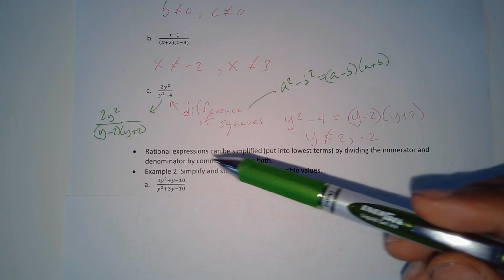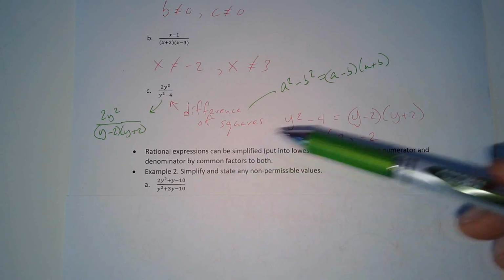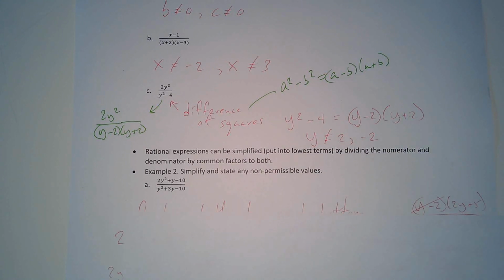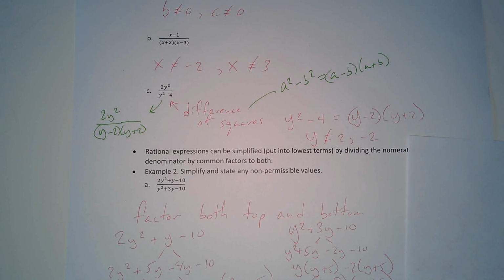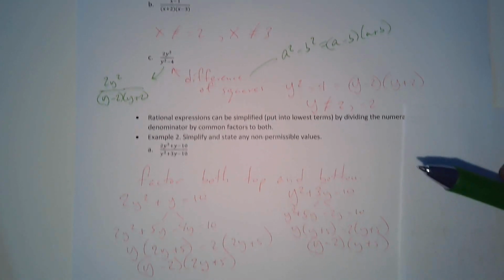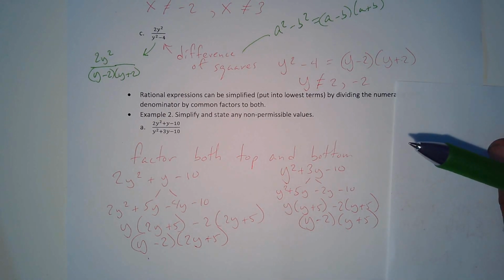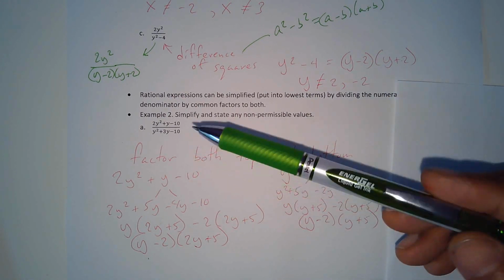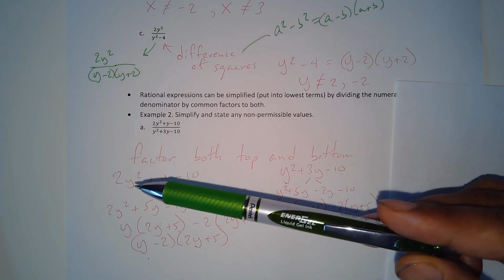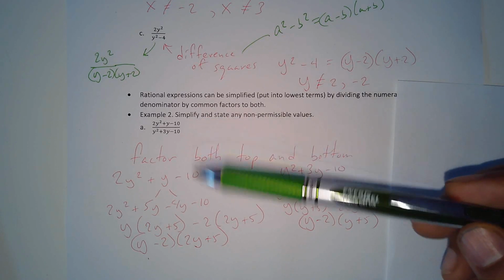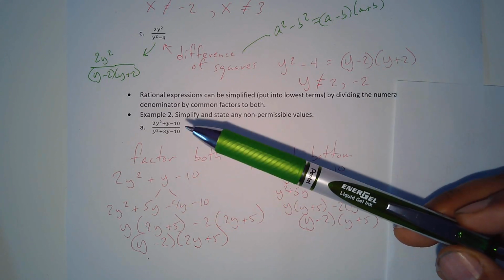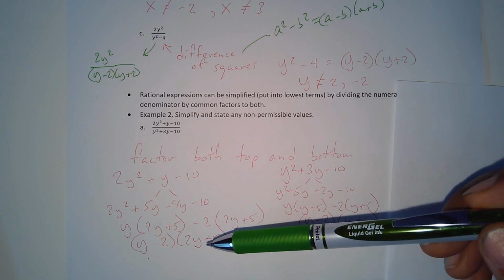Okay, so here are your numerators on the top, your denominators on the bottom. So what we'd first want to do is factor both of these. If we factor both the top and the bottom, there's the top, right? Just remember, there are two numbers that add up to the middle, so that would be 1, and multiply to the end. So 2 times negative 10 is negative 20, right? So positive 5 and negative 4 add up to 1 and multiply to negative 20. Okay, so that factors to this.